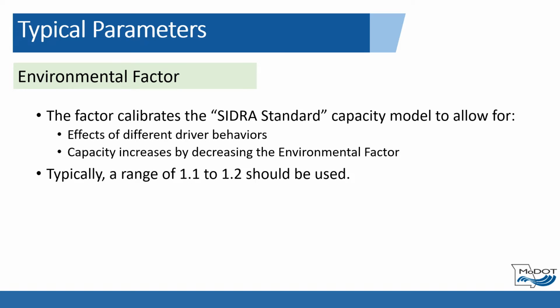Potential values range from 0.5 to 2.0. Typically, a range of 1.1 to 1.2 should be used. Generally, 1.1 would be used where drivers are familiar with roundabouts. Higher values, typically 1.2, would be used where drivers are less familiar with roundabouts.